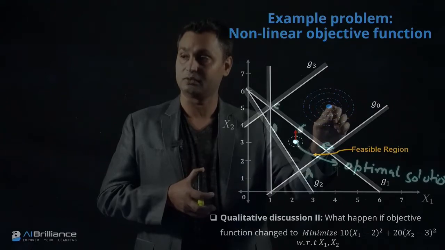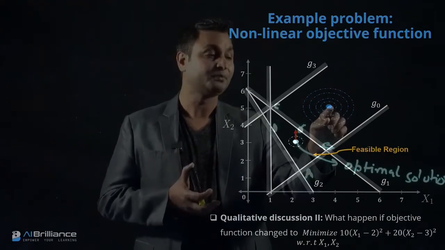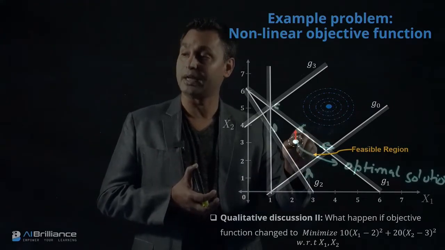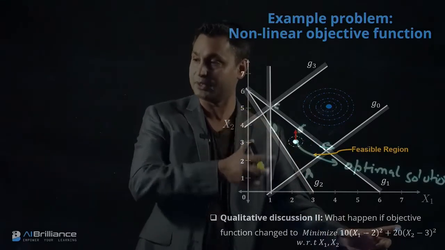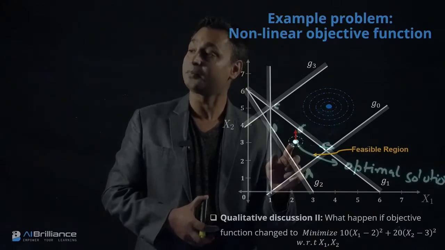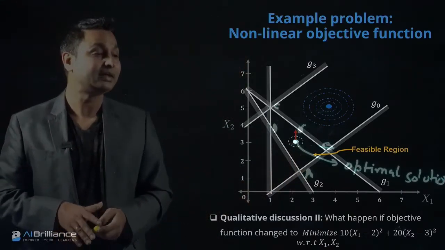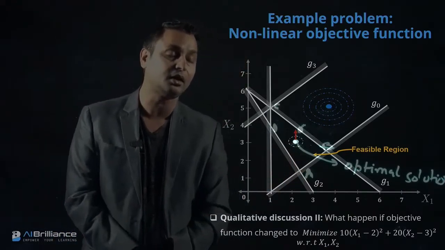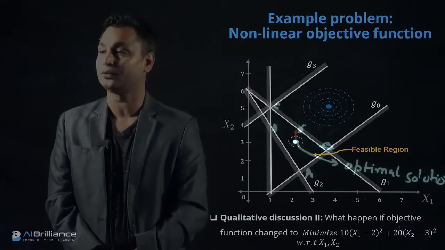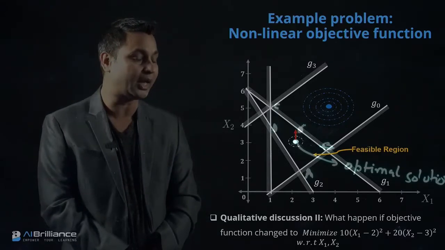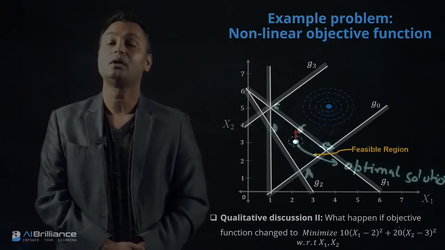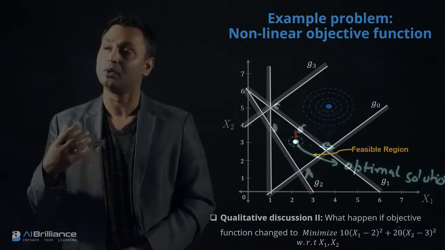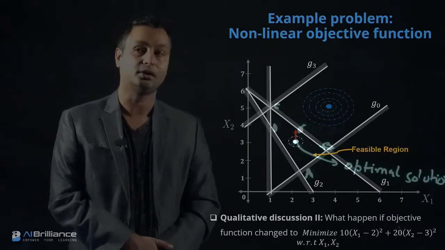For the first problem in the previous slide, the optimal objective function value lies here, whereas for the case where the objective function is this, with the same constraints, the optimal solution lies here. Okay, so in the case of a non-linear optimization problem, it is very hard to pinpoint where the optimal solution is going to lie, and we cannot guarantee. And typically that is why non-linear optimization problems are more complex than linear optimization problems.